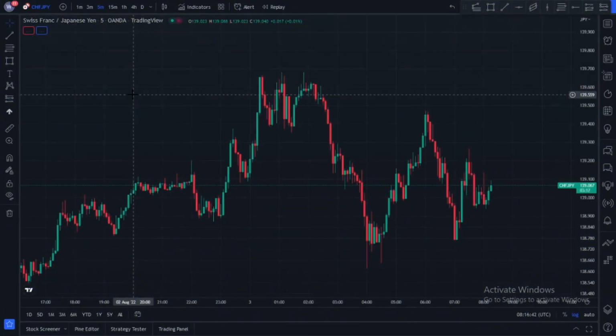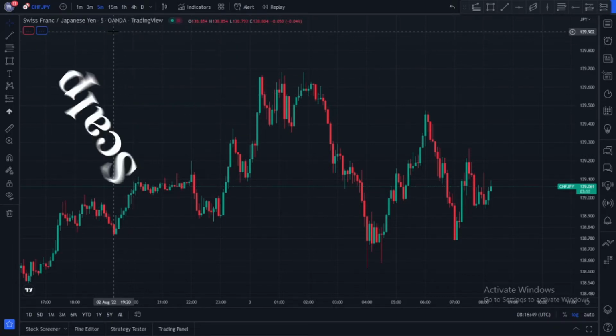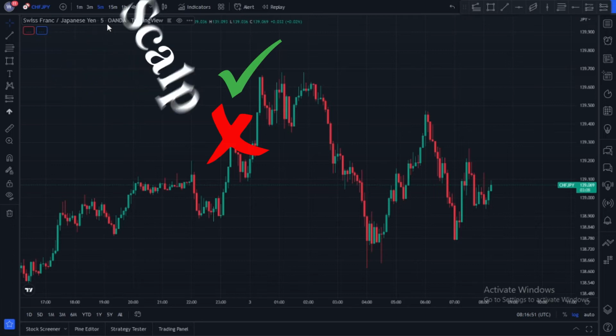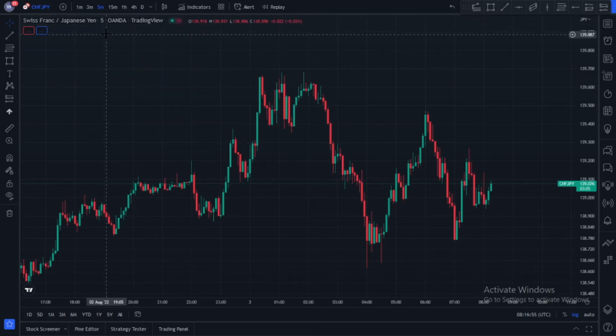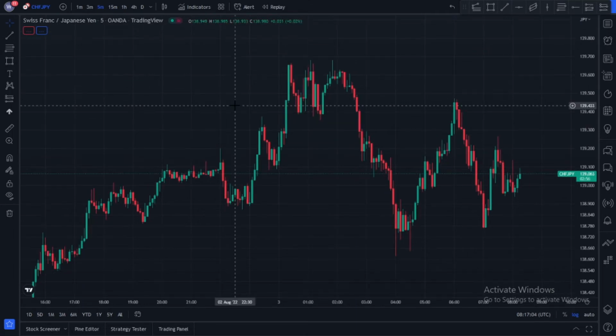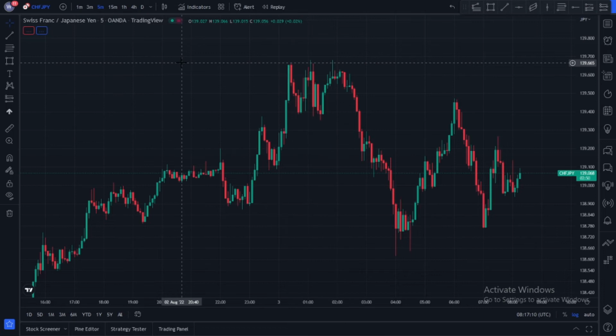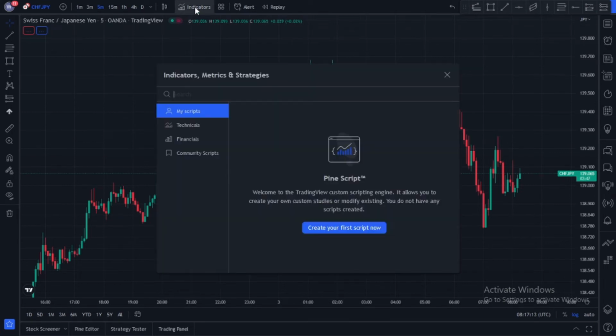One of the advantages of this strategy is that it is not limited to one or more time frames. I can use it both as a scalp and as a swing. I myself use a time frame of 5 minutes so that the result is known quickly. We set the time frame to 5 minutes. We need two indicators: Schaff Trend Cycle and Exponential Moving Average, which we add from the indicators section.